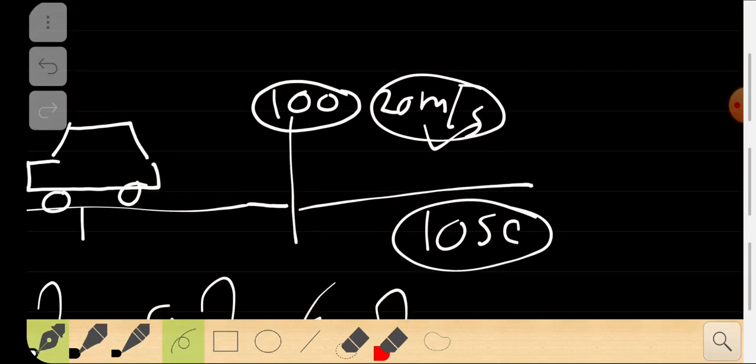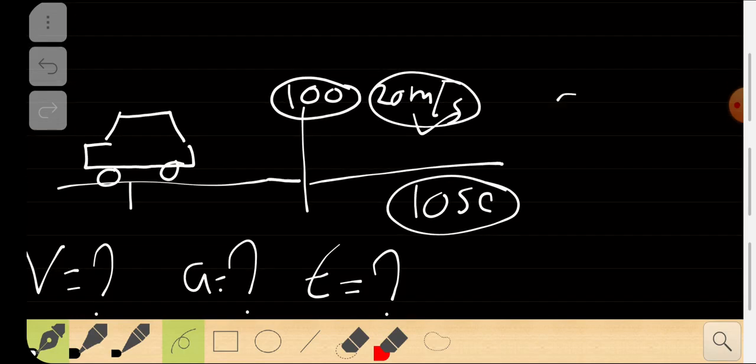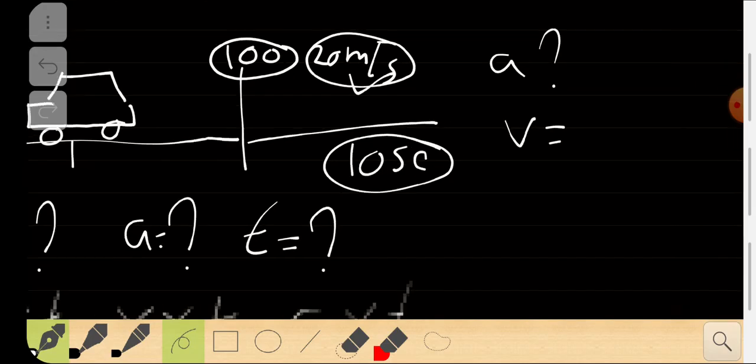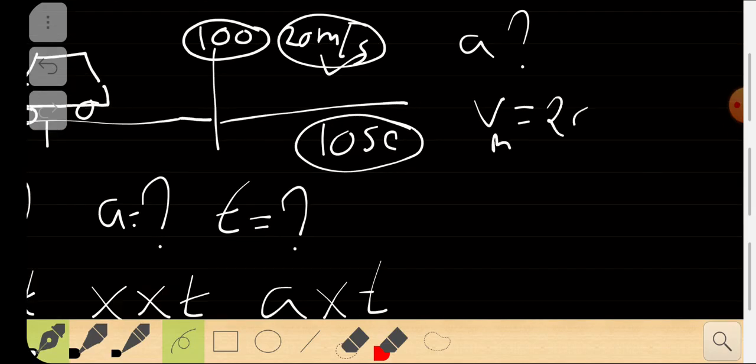If you look at this problem, it is traveling with an unknown acceleration, and when it reaches 20 meters per second, it will remain the same. It won't exceed 20 meters per second. So the maximum velocity is V max equal to 20 meters per second, and after reaching 100 meters, it will move for 10 more seconds.